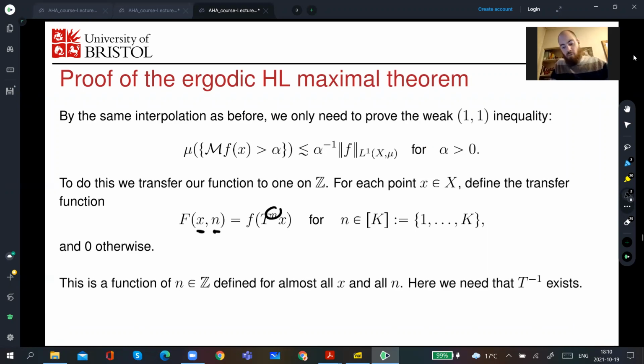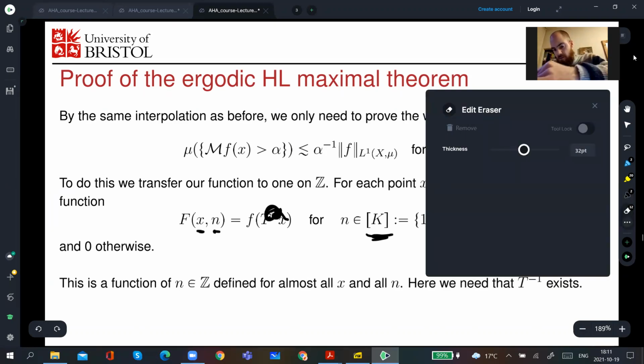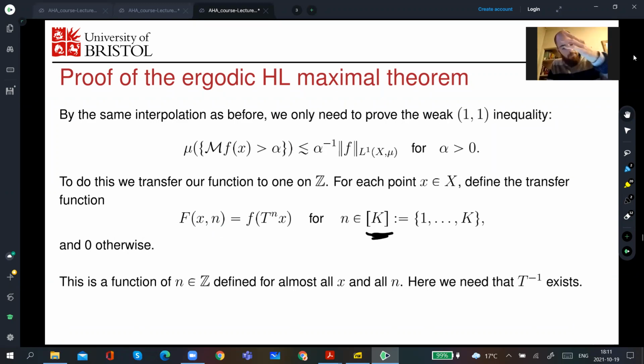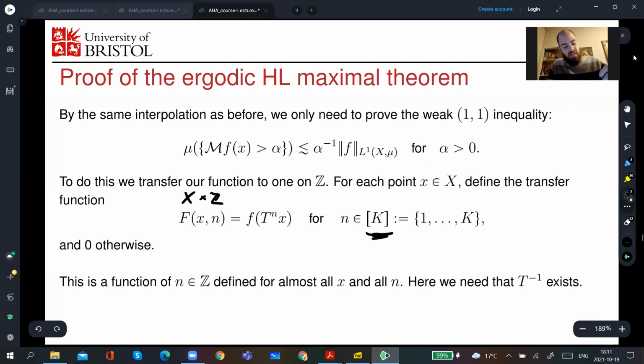And we're actually going to make this compactly supported by taking some big K, not defined yet. And we just define our transfer function as I've written here. Oops, I'm hitting the eraser. There we go. For times from 1 to K, we just define our transfer function to be the value at that point in the orbit. And then for bigger times, it'll be 0, or when n is negative. This function now is a function of X cross Z. It's defined for almost every x and for all integers n.